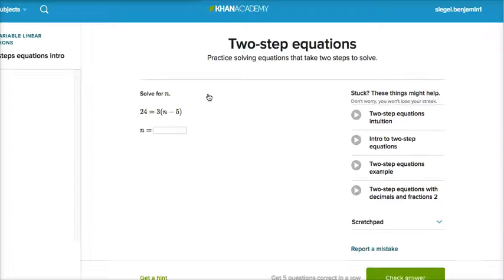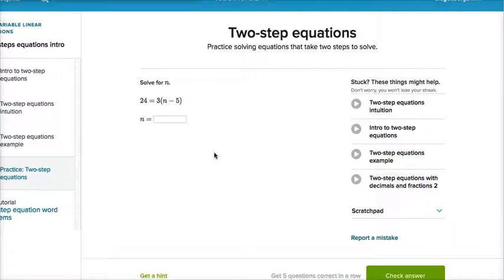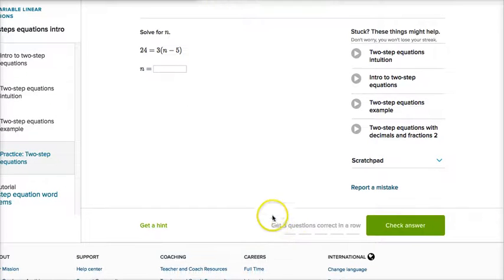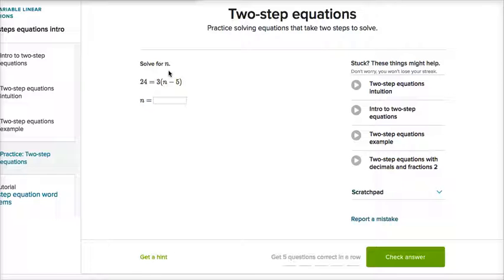I need you to go to Khan Academy, click that link, and work through these problems. What you have to do is do exactly what it says here. Get 5 questions in a row correct. If you do that, you've finished your second challenge of the day. Once you finish your second challenge, ask me for the third challenge. Okay, good luck.